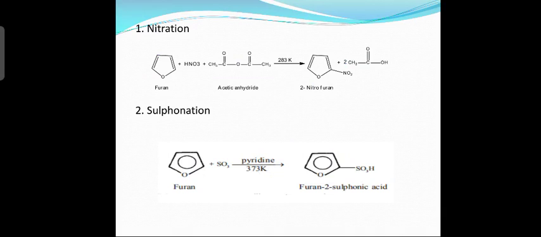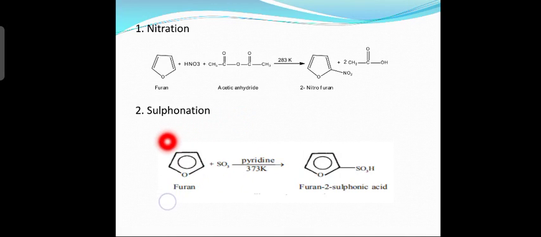Now let us see how indirect nitration or sulfonation is done. In indirect nitration, in addition to nitric acid, acetic anhydride is added and then heated. You can see the temperature, 283 Kelvin. So furan, when heated with nitric acid in the presence of acetic anhydride, gives 2-nitrofuran and acetic acid. This bond will break here, forming acetic acid and 2-nitrofuran. This is known as indirect nitration.